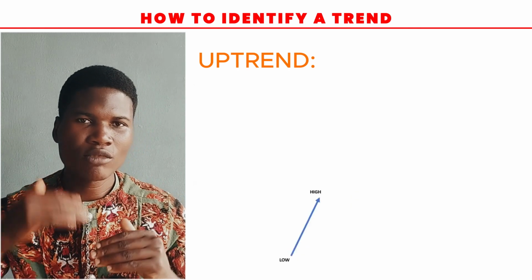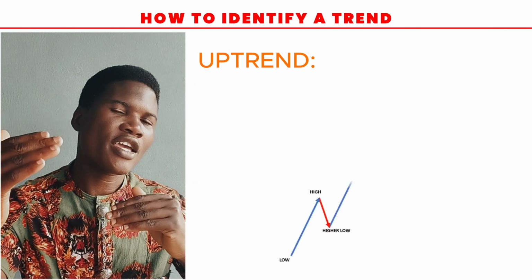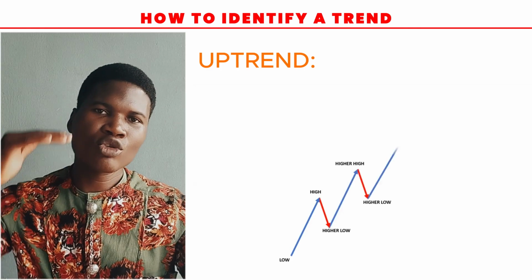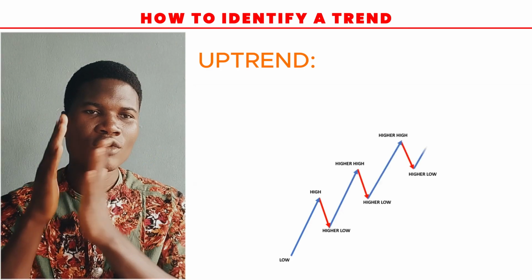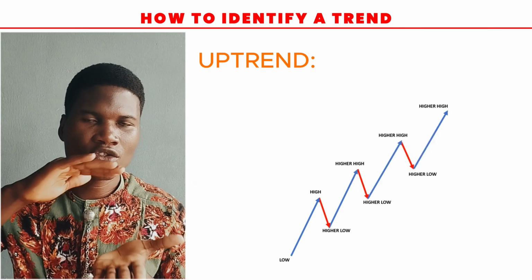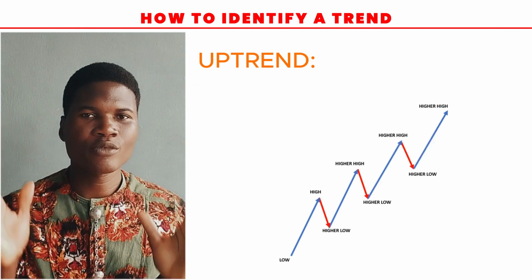That means the market moves from a low to a high, to a higher high, down to a higher low, back to a higher high, and it keeps going that way upwards, right? So when you see a structure like this, it is an uptrend.